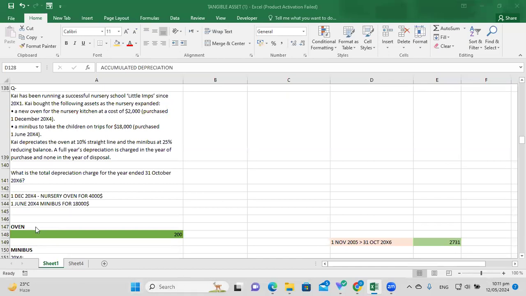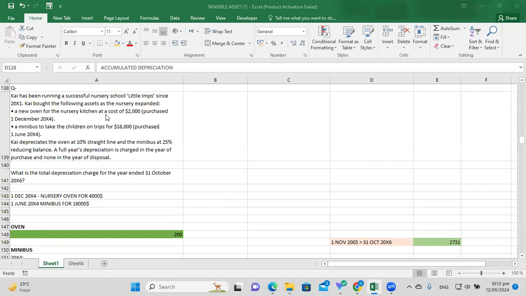Okay, so now we have a question. CA has been running a successful nursery school, Little Lambs, since 2001. CA bought the following assets as the nursery expanded. So he's buying some assets. He's buying a new oven for the nursery kitchen at a cost of 2000.